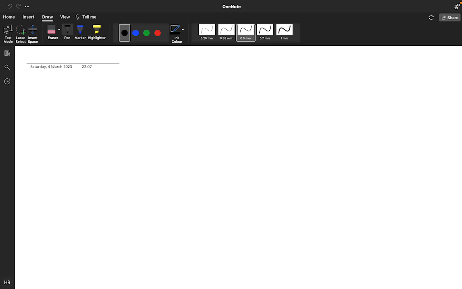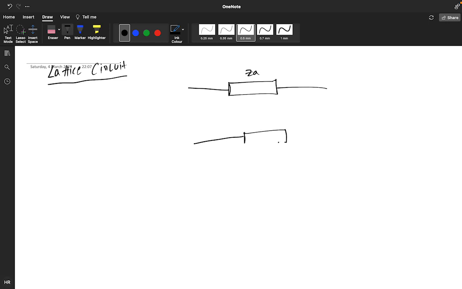The topic is lattice circuit. Okay, so suppose you have a ZA network, and down below you have a ZD network. This is the ZC network, and this is the ZB network.